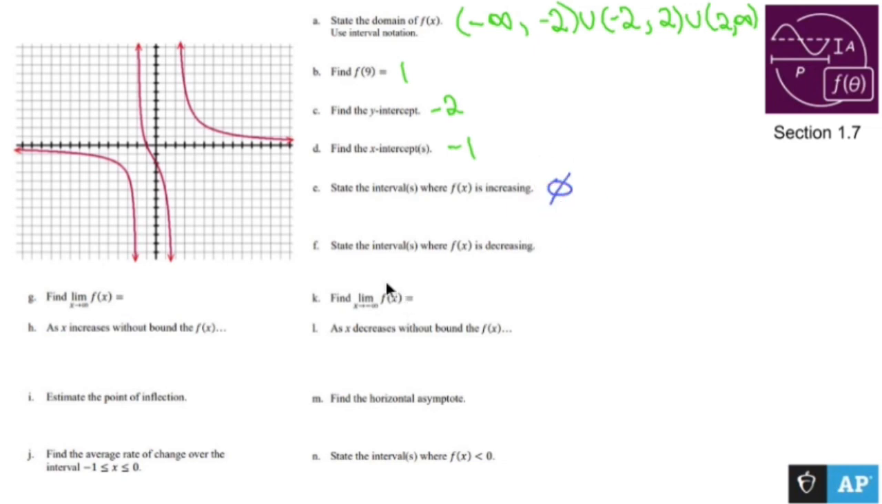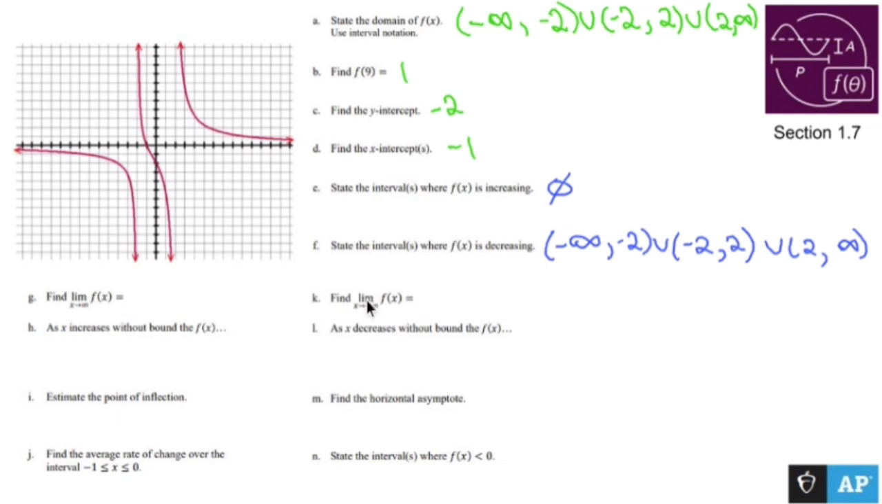Never. State where the interval is decreasing. Well, it's always decreasing. We just figured that out. So it's basically the same as that. It's decreasing to -2, and then from -2 to 2, and then from 2 and on forever. So the same as -infinity to -2, union, -2 to 2, union, 2 to infinity. There's no such thing as beyond.